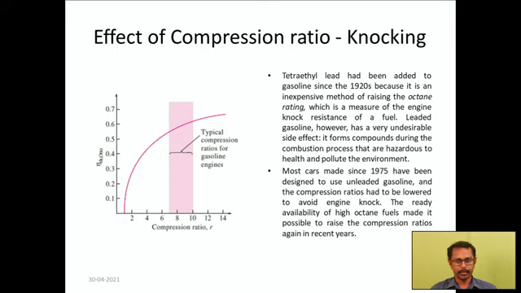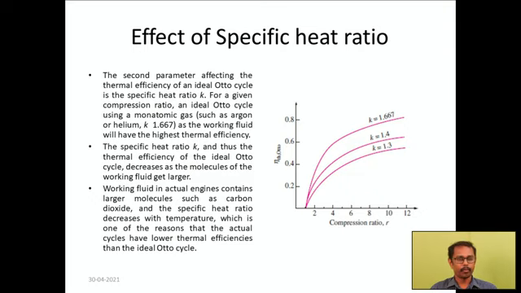And now we have to see the effect of specific heat ratio. The second parameter affecting the thermal efficiency of an ideal Otto cycle is the specific heat ratio. The specific heat ratio is nothing but the ratio between the specific heat capacities at constant pressure and constant volume. For a given compression ratio, the ideal Otto cycle using monoatomic gases such as argon or helium, where the specific heat ratio is 1.667, as the working fluid will have a high thermal efficiency.